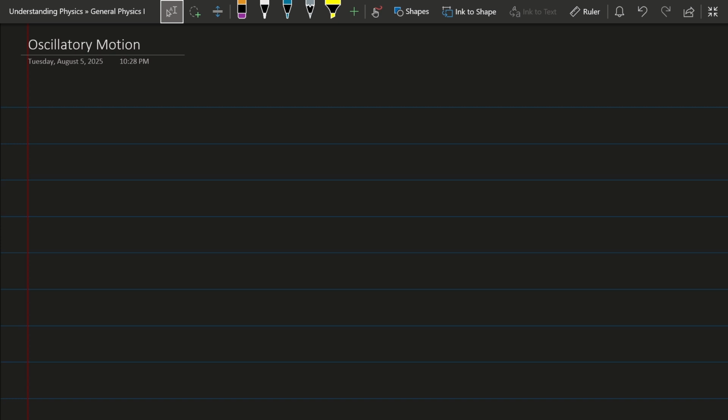So today on General Physics 1, we want to start to talk about oscillatory motion, as this is the new part after the mechanics, which is about oscillation, waves, as well as fluids.